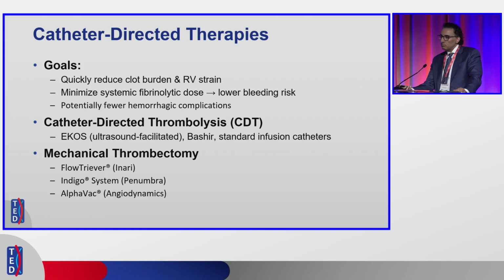So then, in order to minimize the dose of lytics given to these patients, they looked at catheter-directed therapies. The whole idea there is to reduce the clot burden and therefore RV strain, and then hopefully by reducing the systemic fibrinolytic dose, you're reducing their bleeding risk. The most common one used right now, I think, is EKOS. It's ultrasound facilitated, or people have also used standard infusion catheters. And then I'll quickly talk about some of the data for the mechanical thrombectomy devices, specifically ones by Inari, Penumbra, and AngioDynamics.